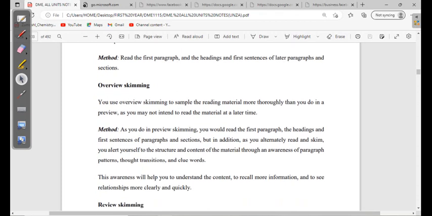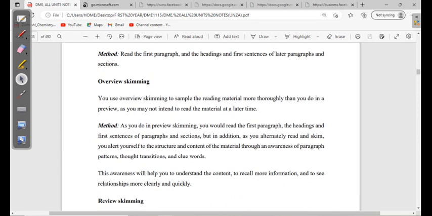So when you want to do this kind of preview reading or preview skimming, first you read the first paragraph and the headings and the first sentence of later paragraphs. So basically you read the first paragraph and then the headings. If there is any heading, for example, if there are subtitles in your book, you read those subtitles, and then you read the first sentence of all the other paragraphs which come after. Those are called topic sentences because they contain the main idea of the paragraph.